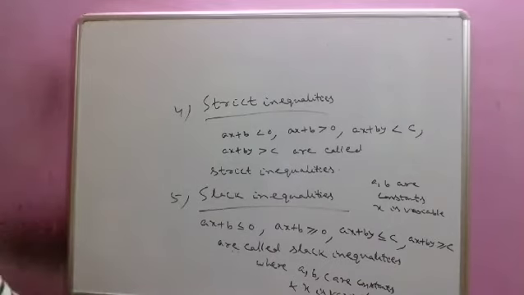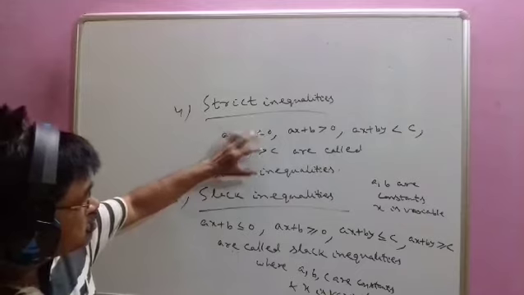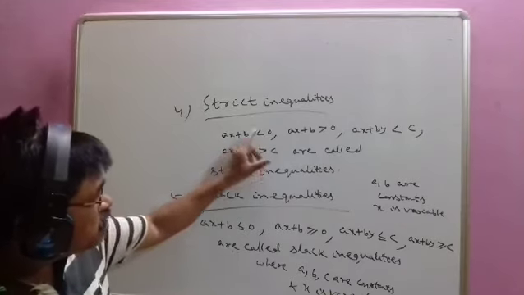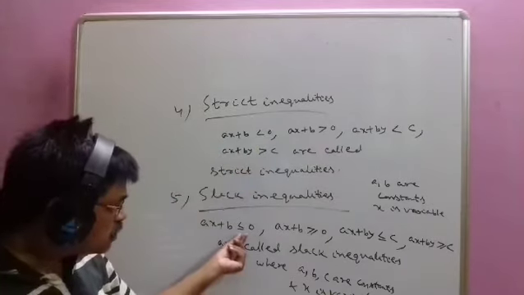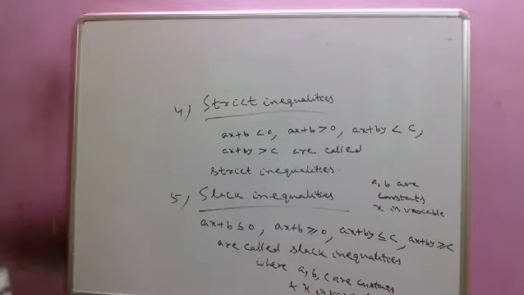Like this, there may be minus, it is slack inequality. Here there is only one sign, either less than or greater than. But here both, less than or equal to and greater than or equal to, so that is called slack inequality. This is strict inequalities.